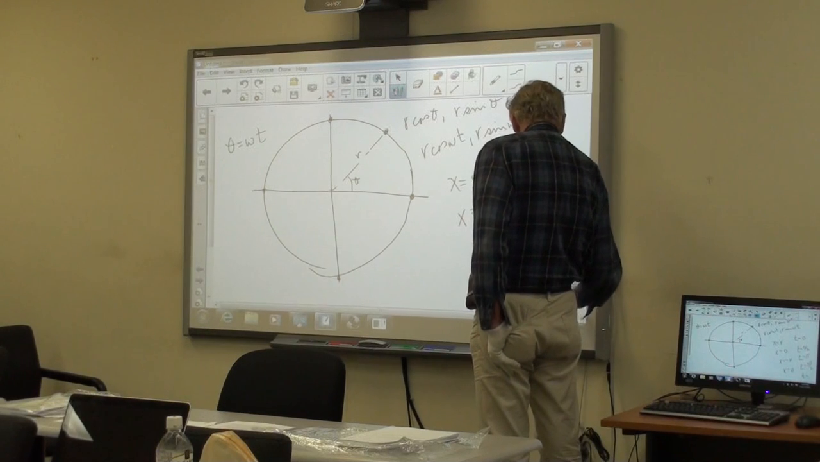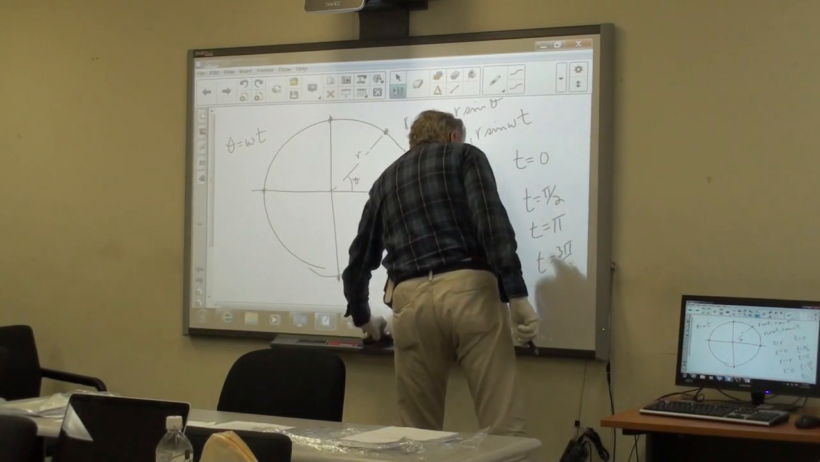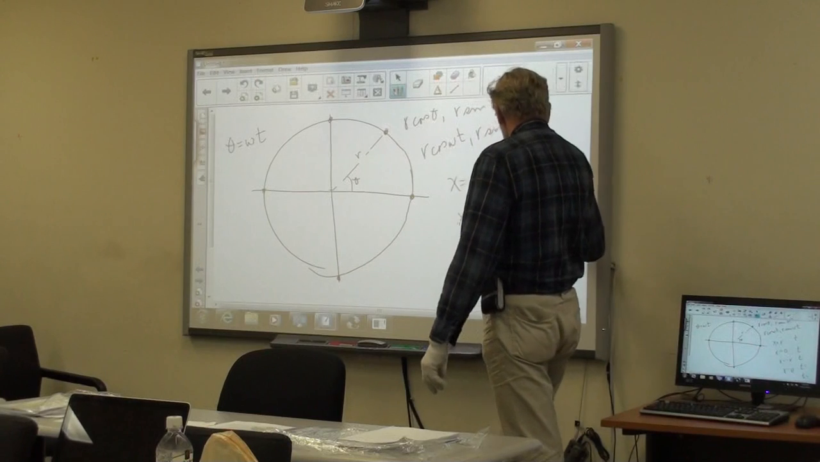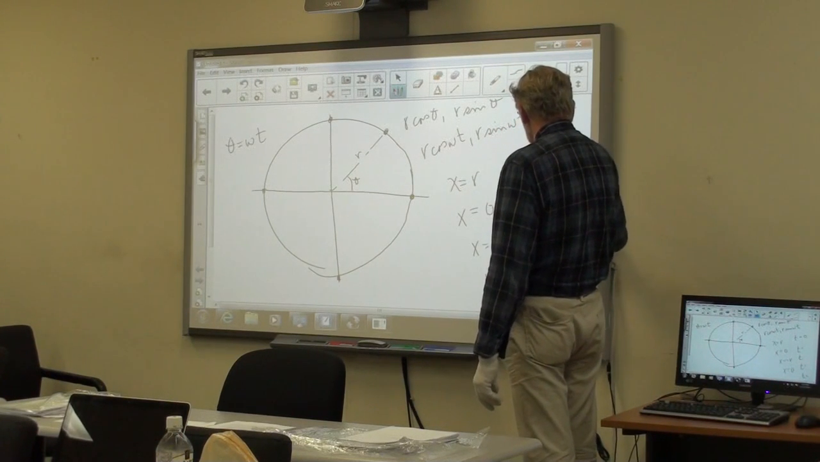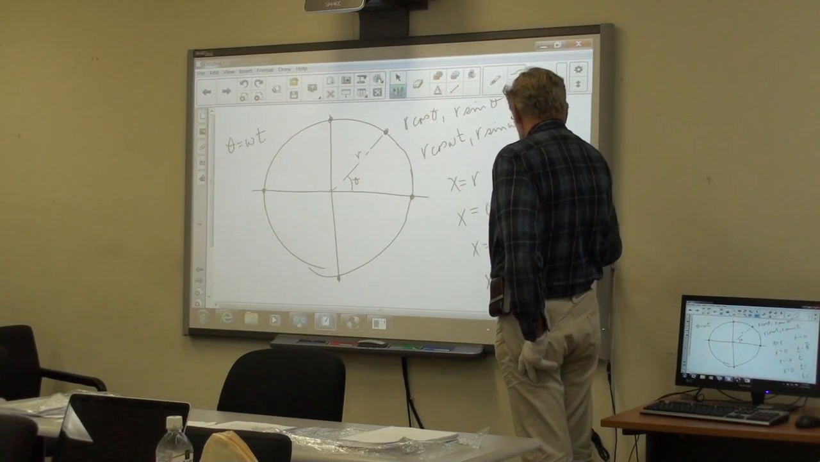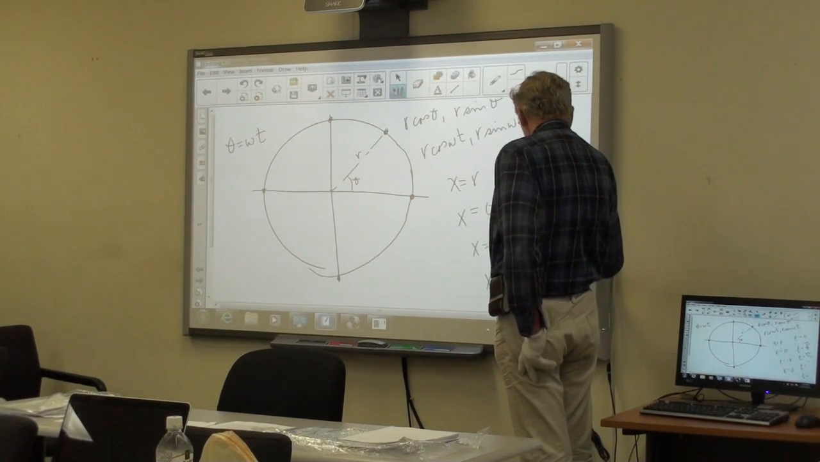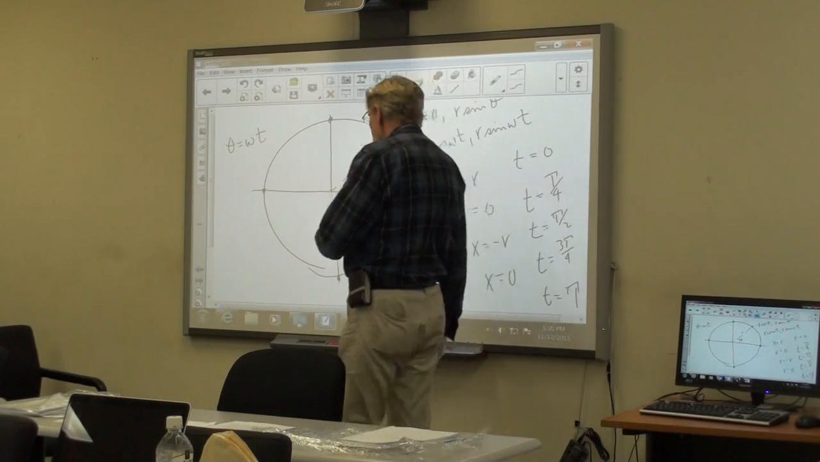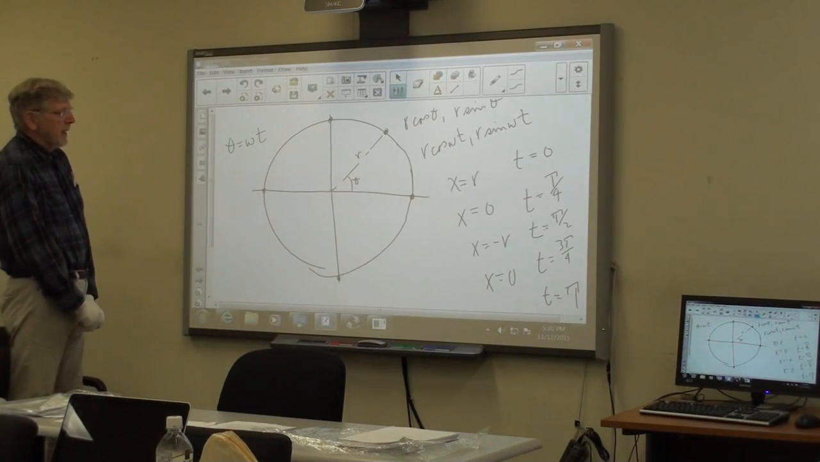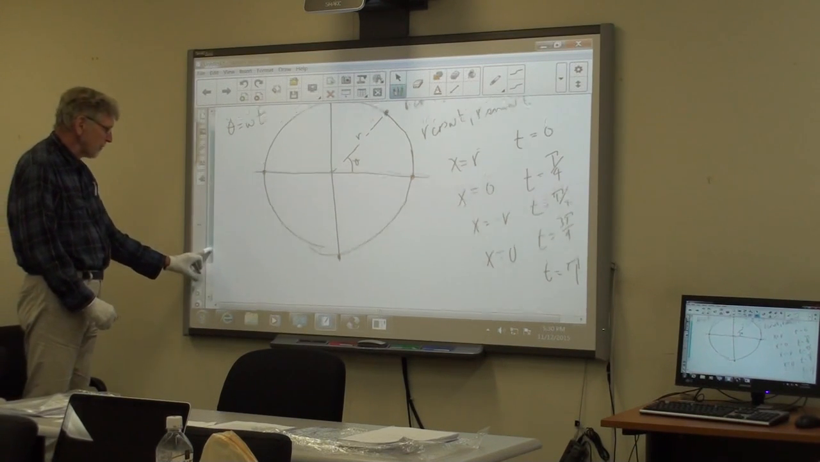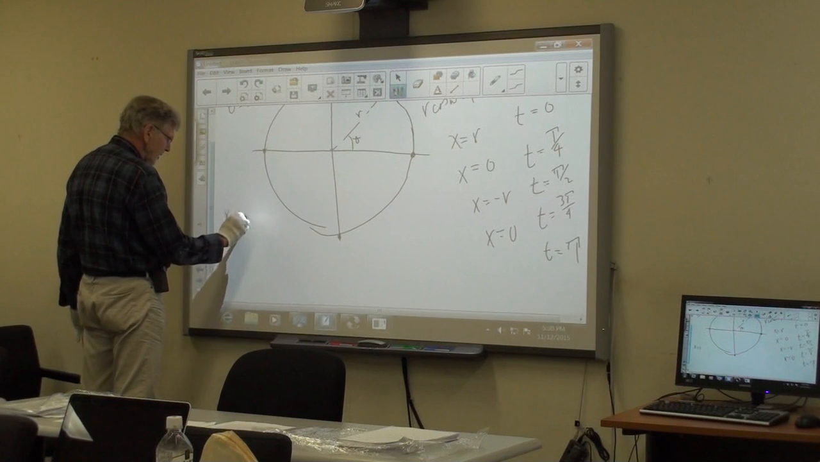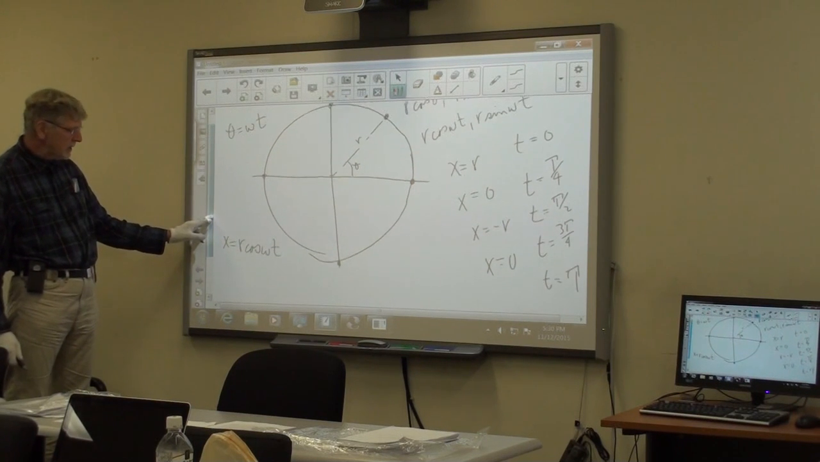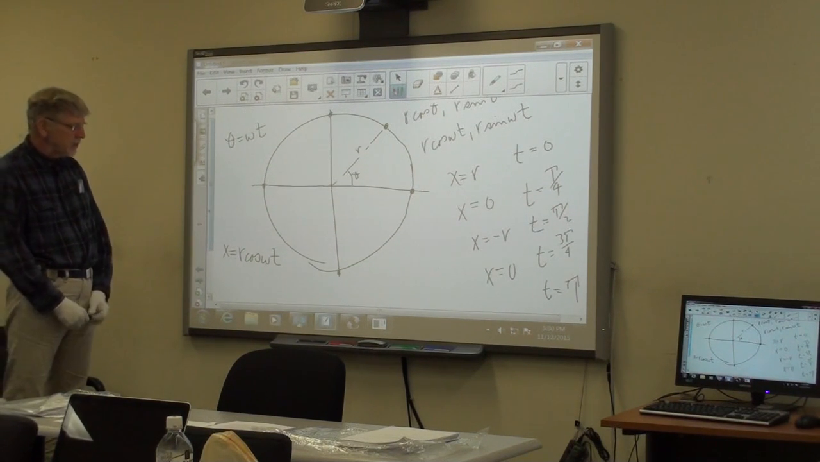Here I'm measuring these as angles, and I should be measuring them as amounts of periods. At time equals 0, it's at r. At time equals the period over 4, it's at 0. At time equals the period over 2, it's at minus r. At 3 fourths of the period, it's at 0, and at time equals 1 period, it comes back to r. So you can measure the x position, and we have a function that will measure that position. It is x equals r cosine omega t. And all you have to do is put in the values for t, and it will tell you the x position at any point on the trip.